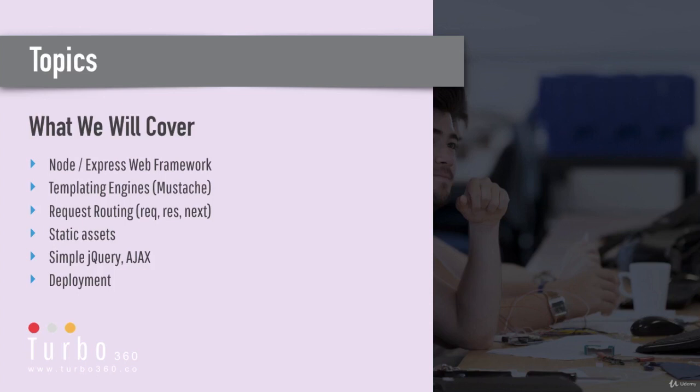A couple others might be what's called Pug, which used to be called Jade, or Hogan, Handlebars. These are all pretty popular templating engines. They all work kind of the same way, and we will be using Mustache, which is also pretty popular.